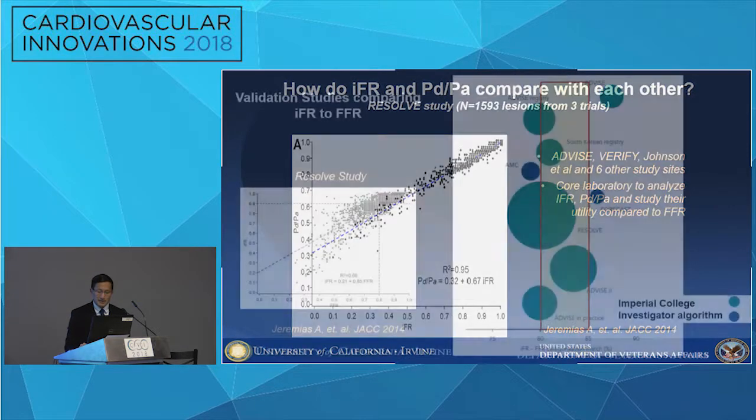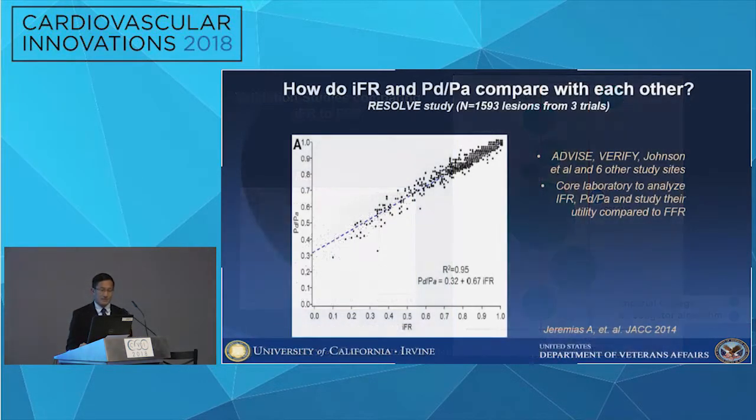What about the FFR advocates would like to say that the IFR or DPR, how do they compare with each other? Well, it turns out that they're very close. If you measure the whole cycle PDPA, pressure distal versus pressure arterial, the IFR is actually very close to that. They have actually a formula, PDPA equals 0.32 plus 0.67 IFR, tend to be a very close linear correlation.